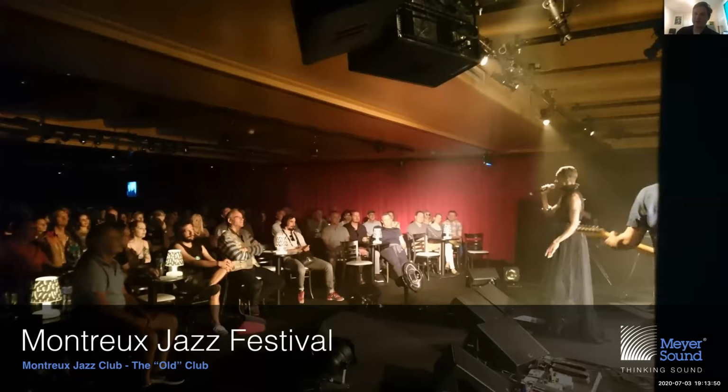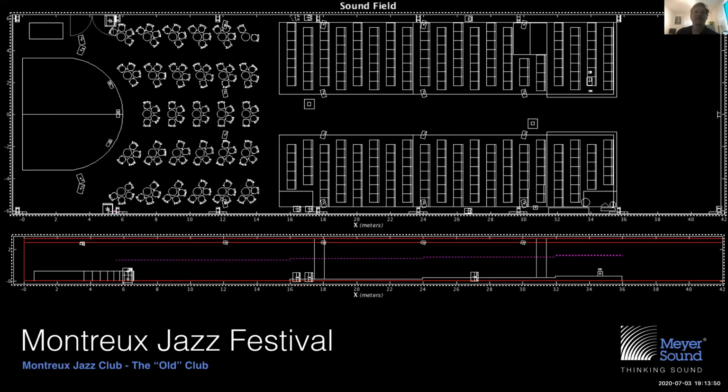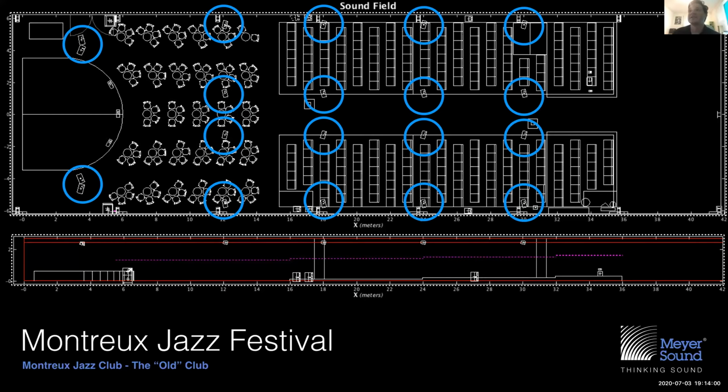The design for this venue, if the blue dots are the main PA, was requiring a lot of delay lines. The original idea was to use UP4 Slims or UPMs. Those are small speakers that the company built, with a coverage angle of 100 degrees horizontally by 100 degrees vertically.